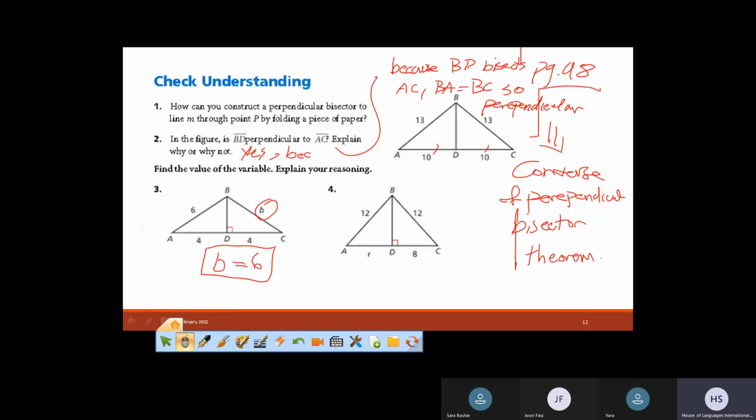Because of that perpendicular bisector. So what will the value of R be? BD is a bisector for AC. What is the name of the postulate exactly? The perpendicular bisector theorem. That's it.